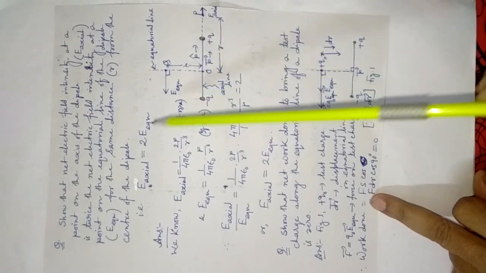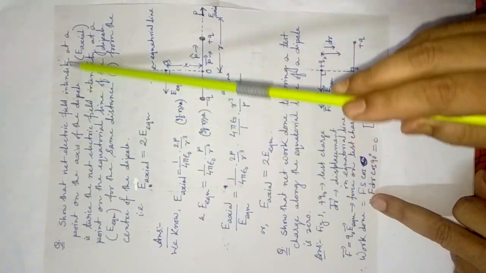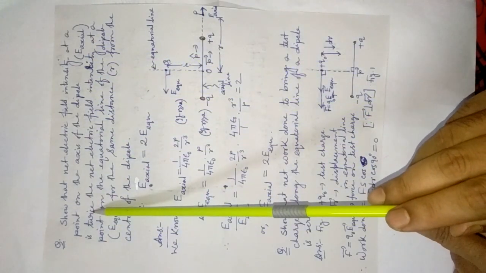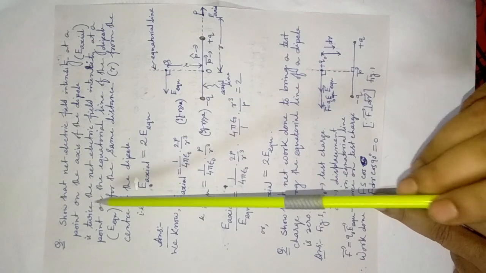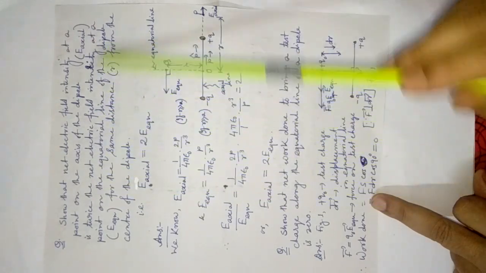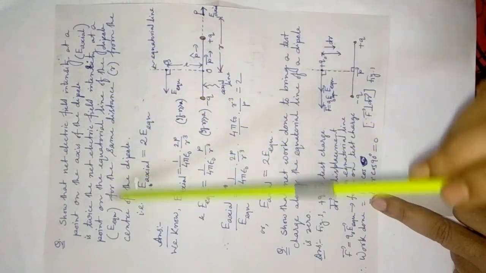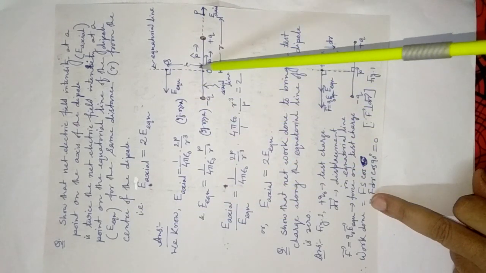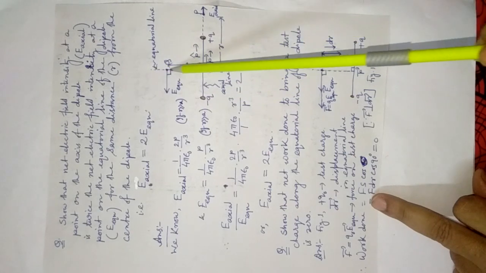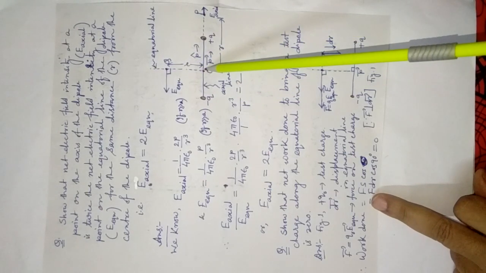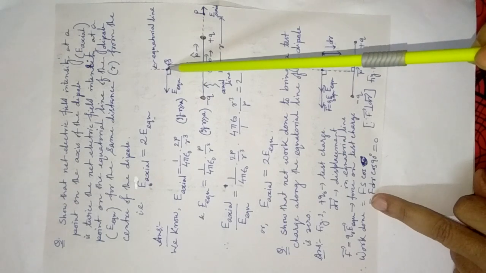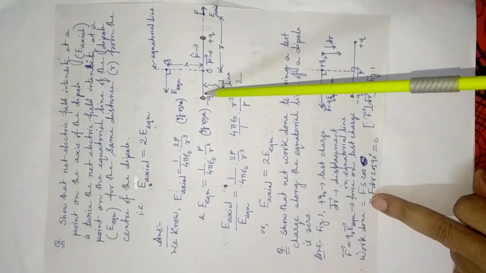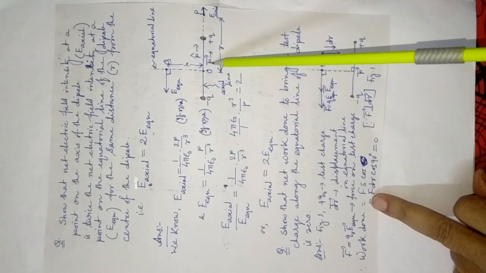At a distance r, that net electric field intensity at a point on the axis of the dipole, E axial, is twice, that means two times, the net electric field intensity at a point on the equatorial line of the dipole, suppose E equator. And you know, equatorial line means any line that is perpendicular to the axis of the dipole. Suppose at point Q, the net electric field intensity is E vector EQ, and it is always opposite to P vector. P vector means dipole moment.